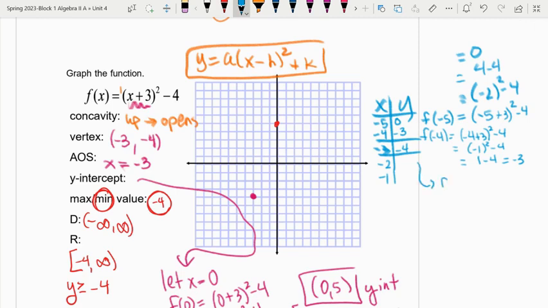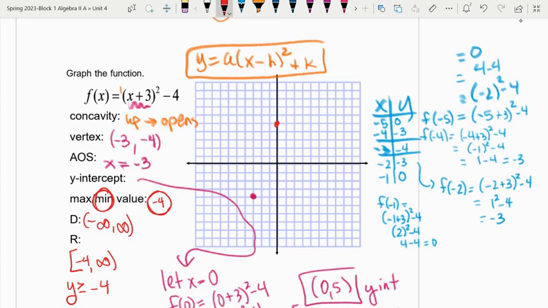Negative 2. So f of negative 2 is (negative 2 plus 3) quantity squared minus 4. So negative 2 plus 3 is 1. 1 squared minus 4. So that's going to give me 1 minus 4 or negative 3. So at negative 2, you're at negative 3. And then f of negative 1 is (negative 1 plus 3) quantity squared minus 4. Negative 1 plus 3 is 2. 2 squared minus 4. That's going to give me 4 minus 4, which is 0. So at negative 1, you're at 0.